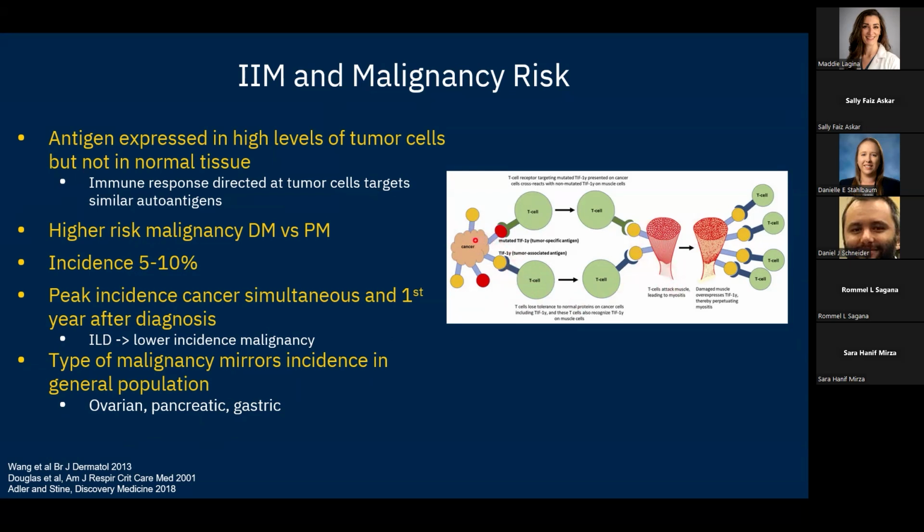So for example, TIF1, which is associated with malignancy, is expressed at high levels in ovarian cancer. And so that's recognized. And then there's TIF1 in muscle cells as well. And so that's then recognized by the immune system and causes inflammation and destruction. And then that destroyed muscle actually increases their production of the autoantigen, leading to more inflammation and damage.